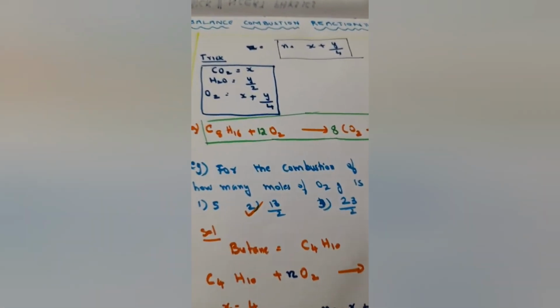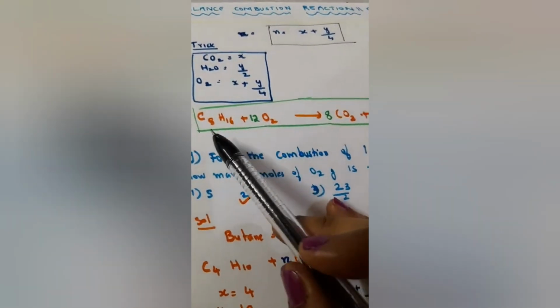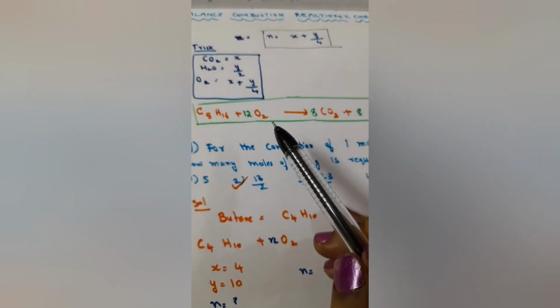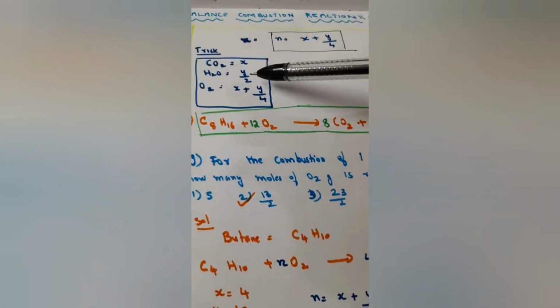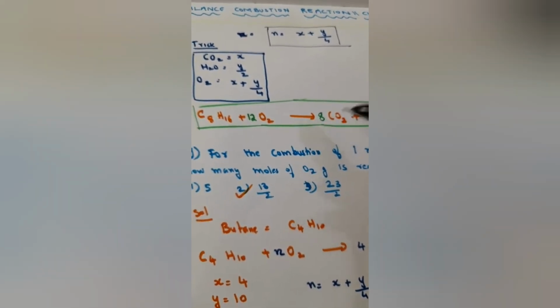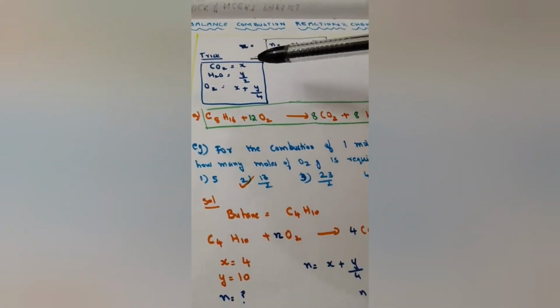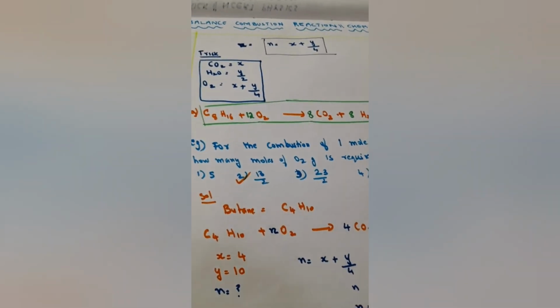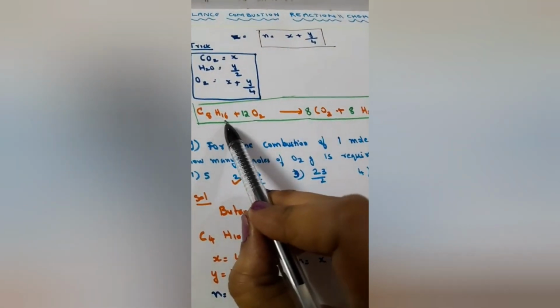So just see, this is the equation C8H16 plus O2 giving CO2 plus H2O. Now how will you balance it? First we will see carbon dioxide, that is x itself. What is x here? 8. So just put this x value over here. Now how many moles of water? y by 2 should come. So what is y? y is 16 here.